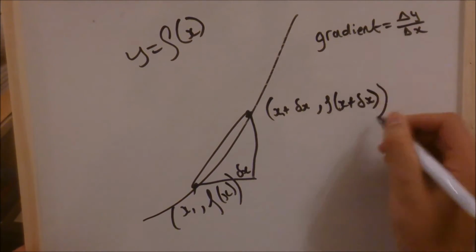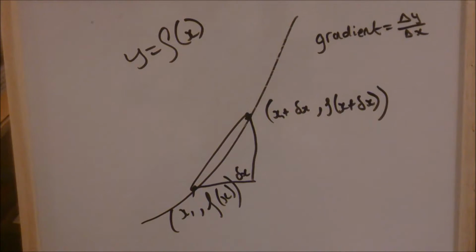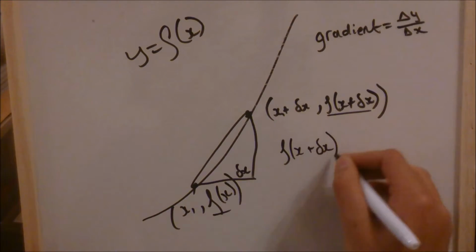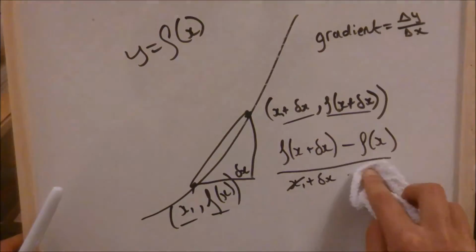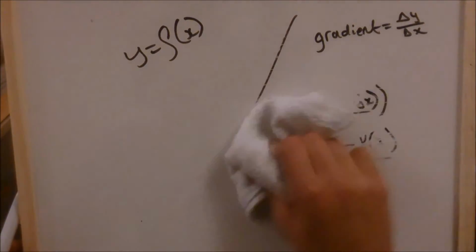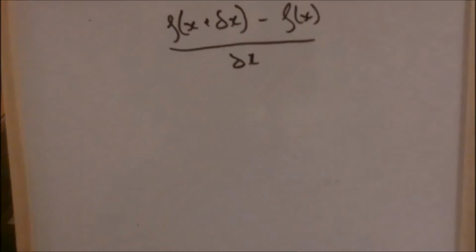To find the gradient, we need to take the difference of these y coordinates and divide them by the difference in the x coordinates. The x's at the bottom cancel, leaving us with this. This is the actual definition of a derivative, the gateway to calculus.